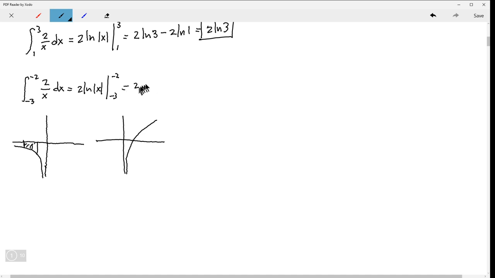All right, so when I evaluate this one, I get 2 ln absolute value -2 minus 2 ln absolute value -3, which means I have 2 ln 2 minus 2 ln 3. And again, there's not a whole lot I can do with that other than put it in the calculator. So this is why that absolute value sign is necessary, because the log function may not be defined on the same interval that the function you're taking the antiderivative of is defined on.